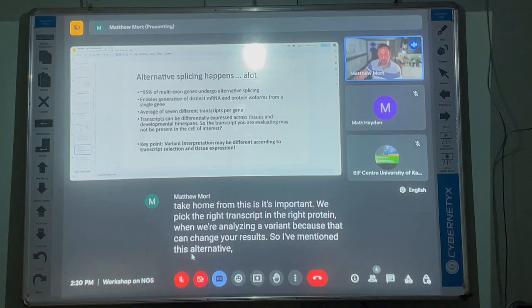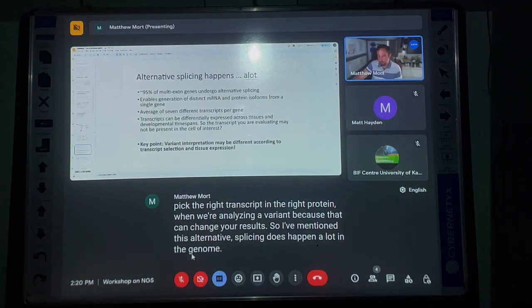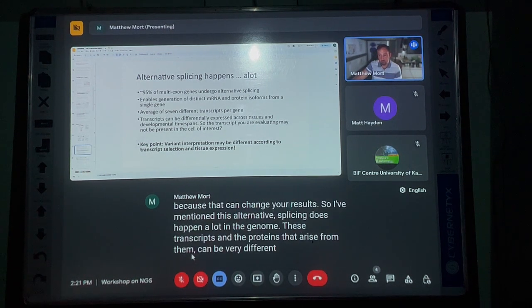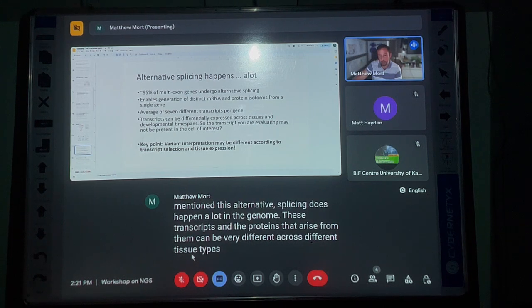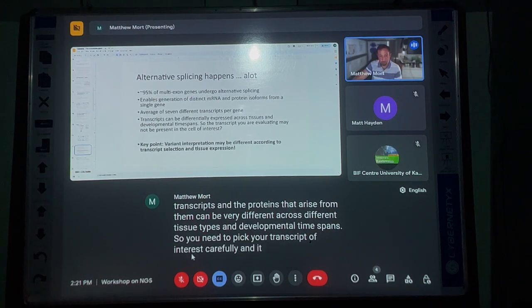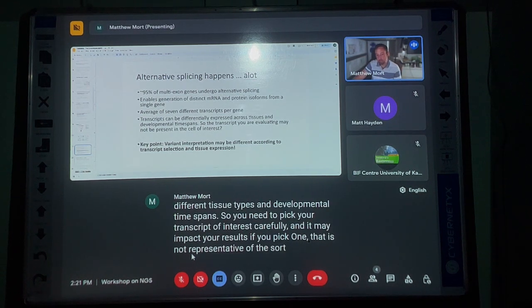Alternative splicing does happen a lot in the genome, and these transcripts and the proteins that arise from them can be very different across different tissue types and developmental time spans. So you need to pick your transcript of interest carefully, and it may impact your results if you pick one that is not representative of the disease you're studying.